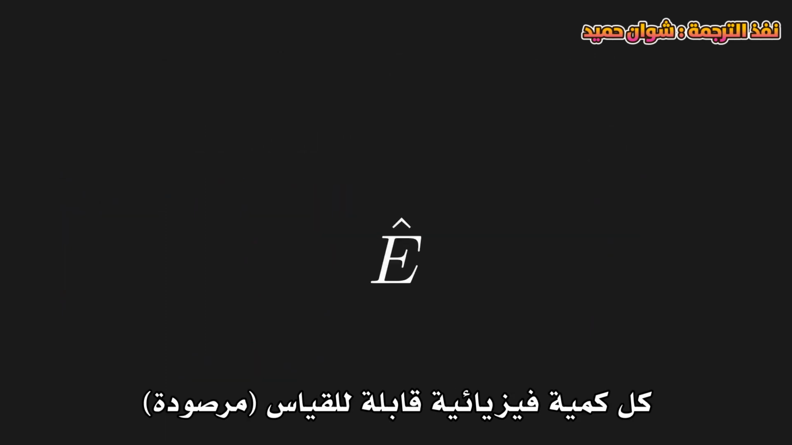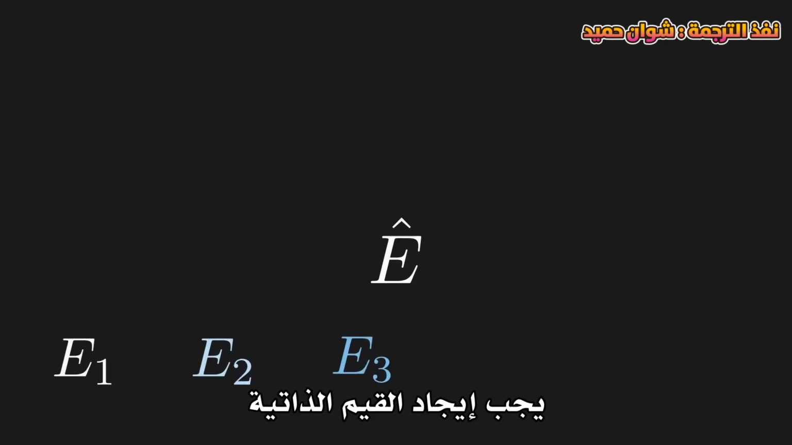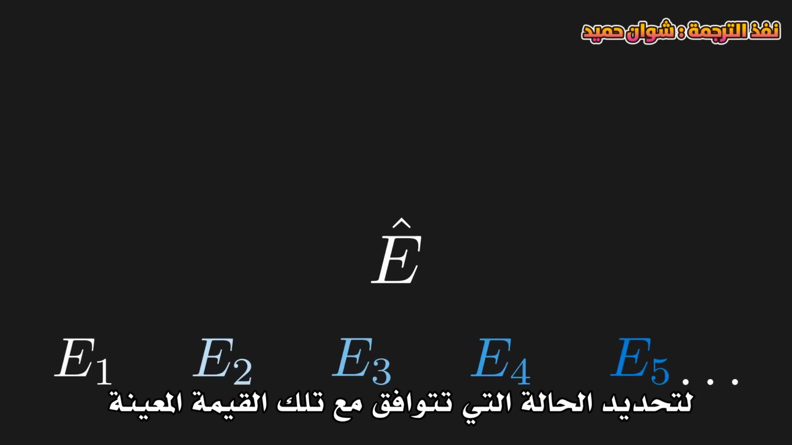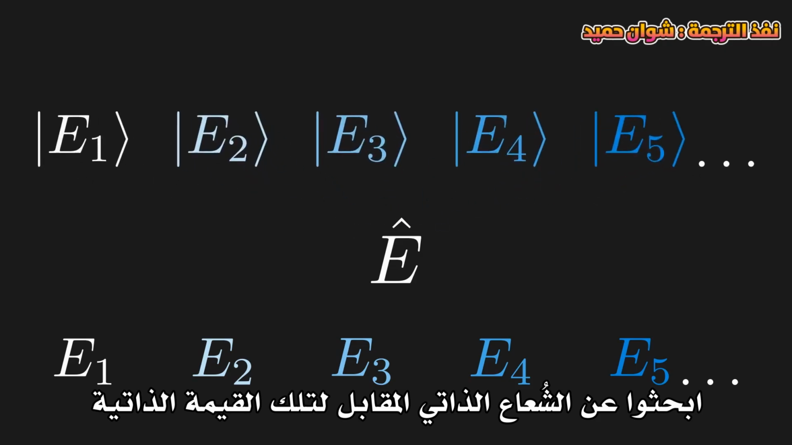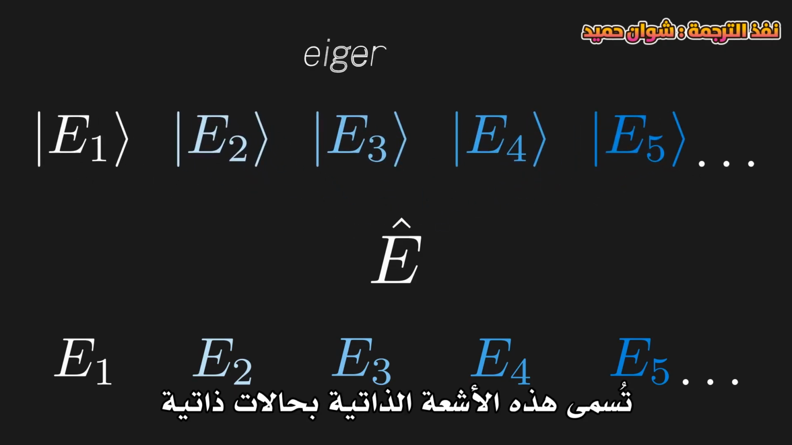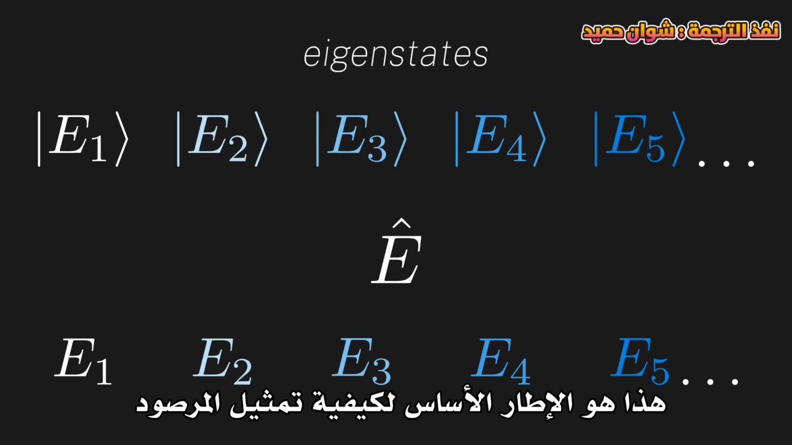So, let's summarize the conclusion. Every physical observable is represented by some linear operator in this vector space. To figure out all the possible values of that observable, find the eigenvalues. To figure out which state corresponds to having that particular value, find the eigenvector corresponding to that eigenvalue. These eigenvectors are called eigenstates, and represent definite states that 100% have this value for the observable. This is the fundamental framework for how we represent observables in quantum mechanics.